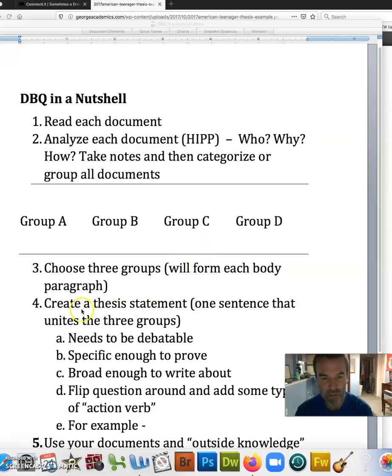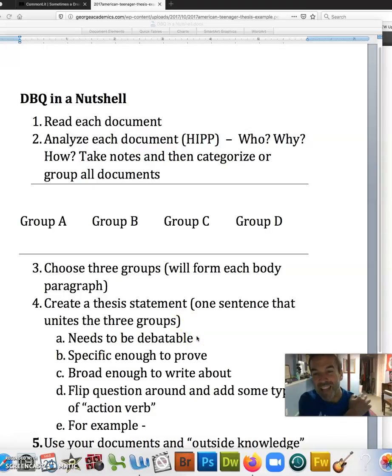The next part, which I believe is probably one of the most challenging parts of this, is coming up with your main idea. This is your thesis statement. The whole point of a thesis statement is to create one sentence that is going to unite the 3 different groups. And you're not just listing the label names.